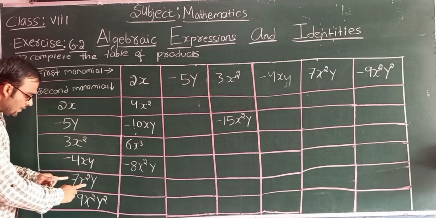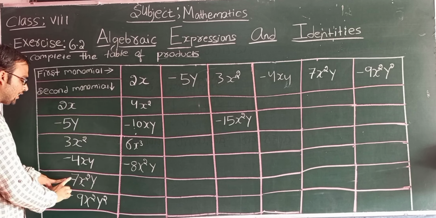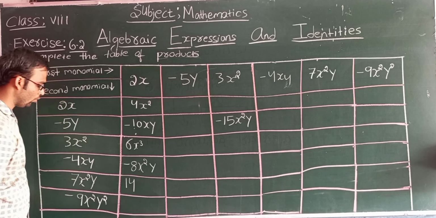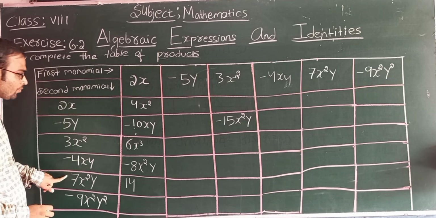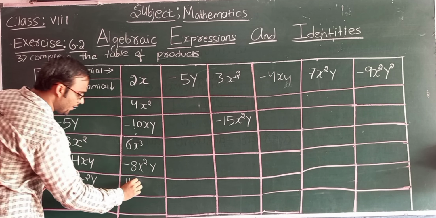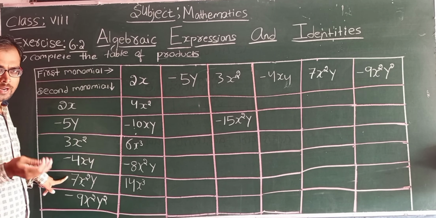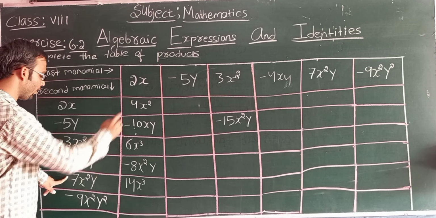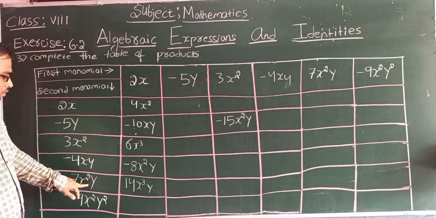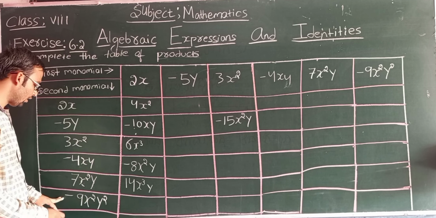Now come to here, students. What we need to multiply? 7x square y with 2x. Now both sides plus is there, so 2 7s are 14. Next, x into x square will be x cube. Why x cube? Because exponent powers add up when we are multiplying the variables. And here y is there, so write y. So what you are getting? 14x cube y.